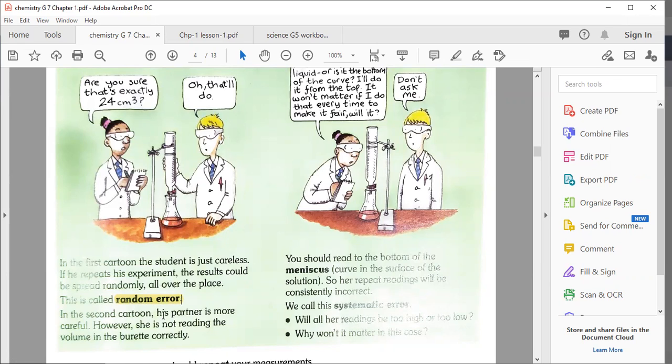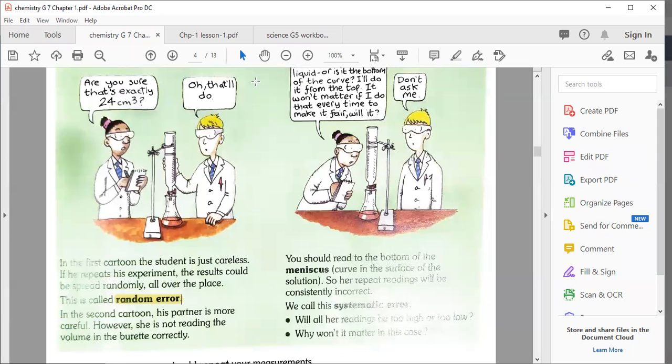In the second cartoon, his partner is more careful. Look how she is near to the burette, and her level of eyes is just the same as the level of the meniscus. His partner is more careful, however, she is not reading the volume in the burette correctly. You should read to the bottom of the meniscus, the curved surface of the solution. It's very easy to understand.